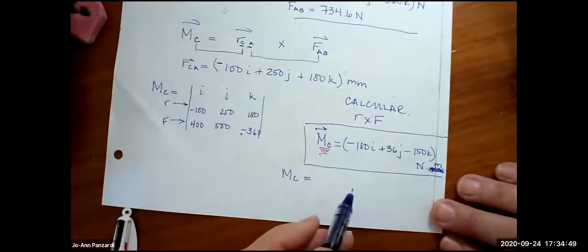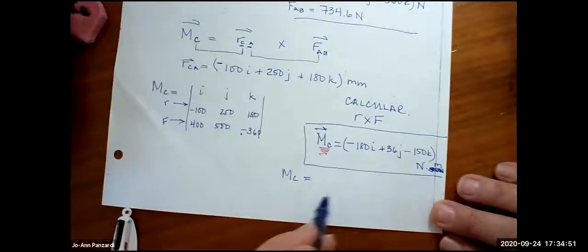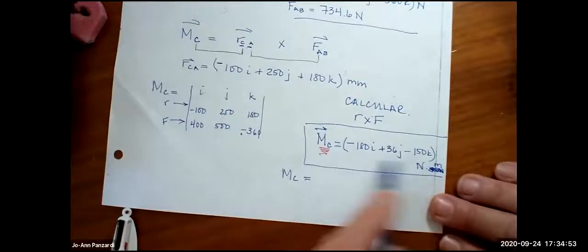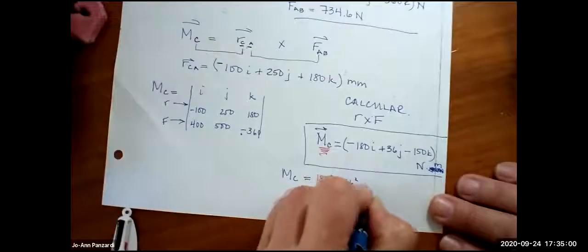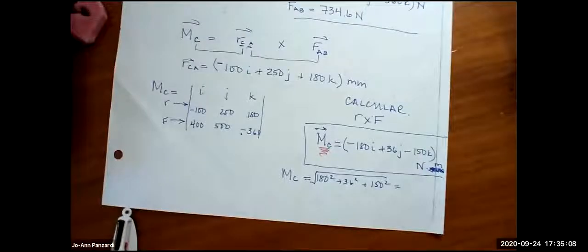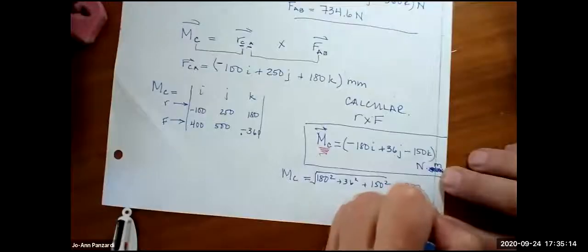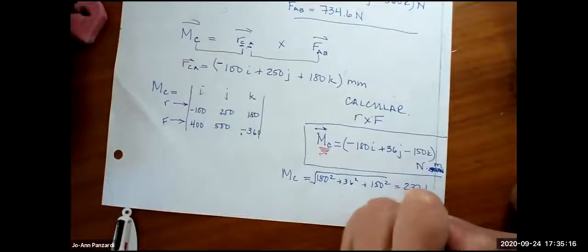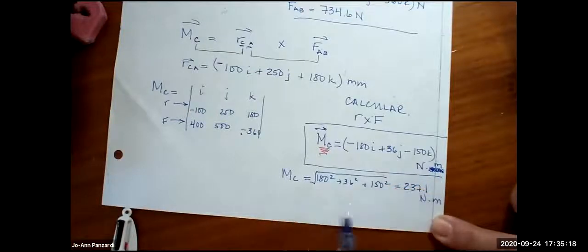Okay, so let me go to Eric then. Eric, how do you find the magnitude of a vector? It's the square root of the sum of the components squared. Yep. And it comes out, does anybody have the number? 237.1. 237.1 newton meters, and you could still see it.